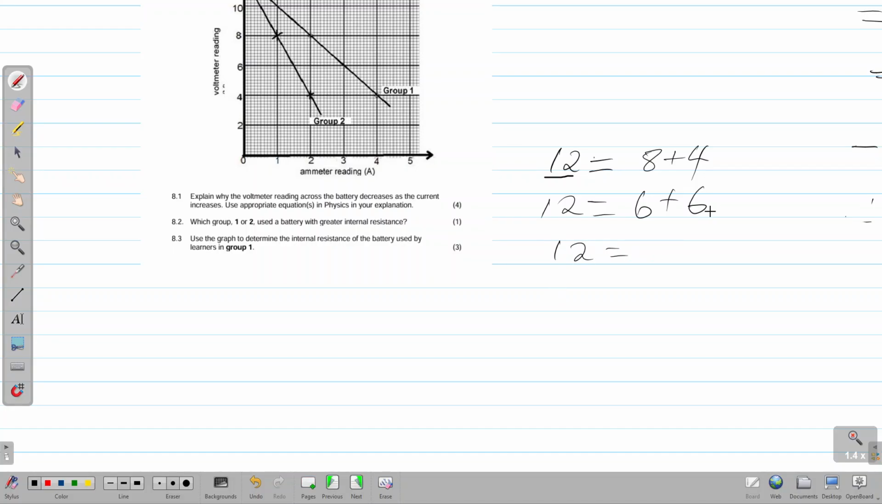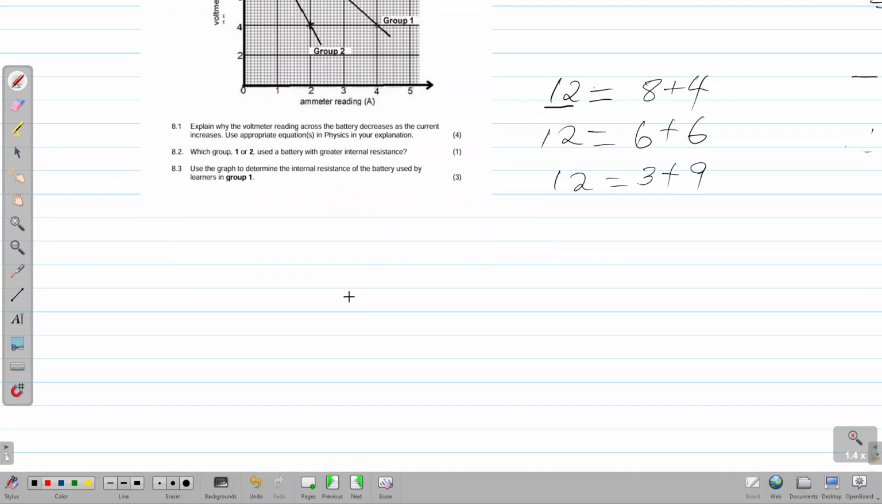Furthermore, if I again increase this number, let's say I increase it to 9, then for this to remain constant, if I increase this, I must decrease this so that the combination is 12. So this will decrease to 3. And this is the logic we're going to use for 8.1.